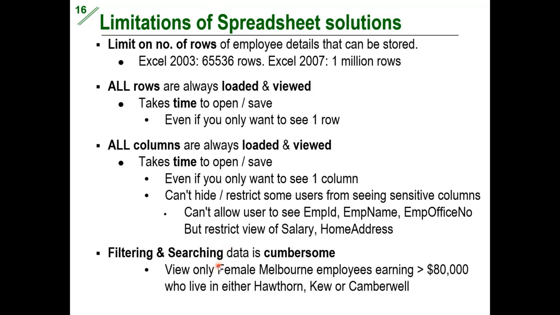And then filtering and searching is a bit cumbersome with the spreadsheet as well. If I want to view only the female employees who are working in the Melbourne branch, who are earning more than $80,000, who live in Hawthorn or Camberwell or Kew, how are you going to do this kind of filtering using a spreadsheet? It's a bit cumbersome. You can write some complicated macros or formulas to do that.